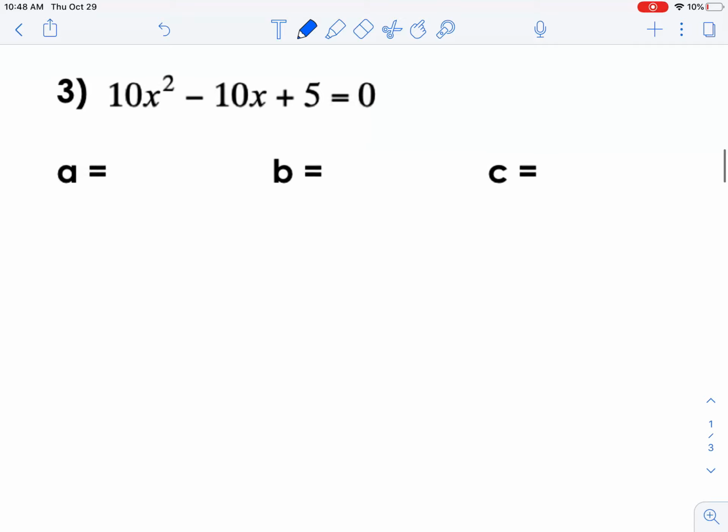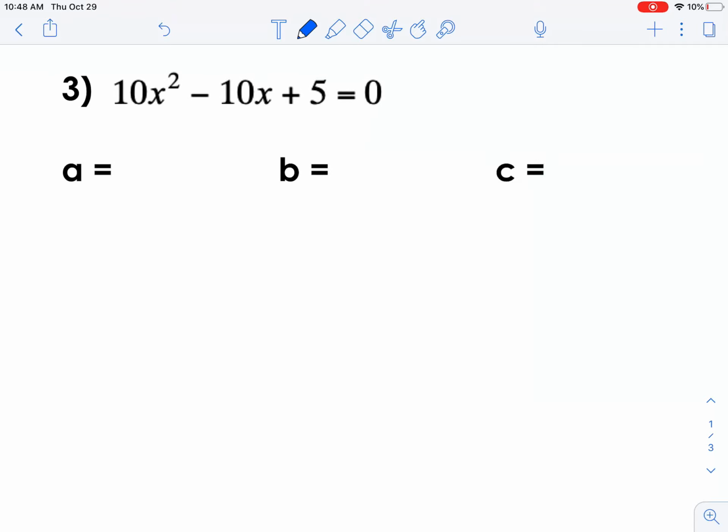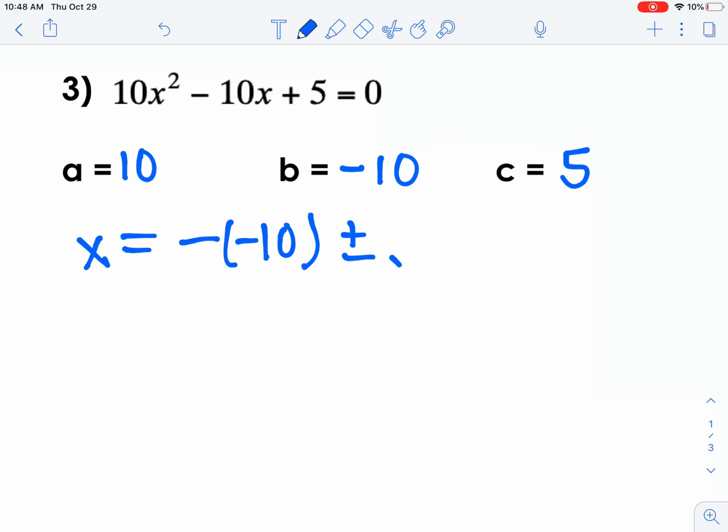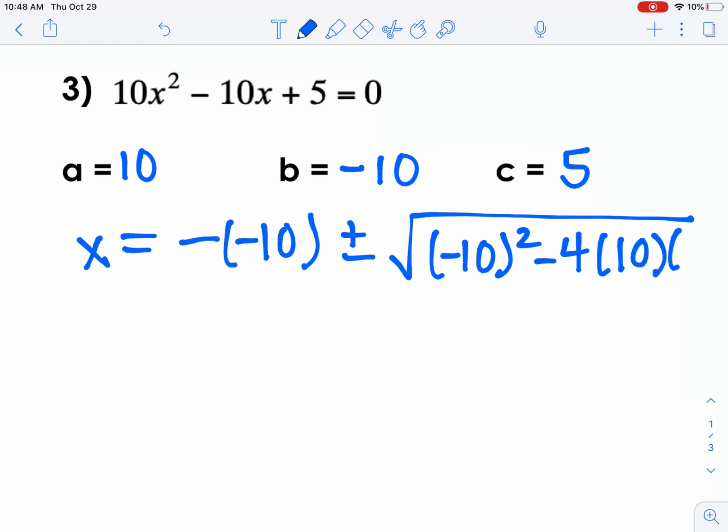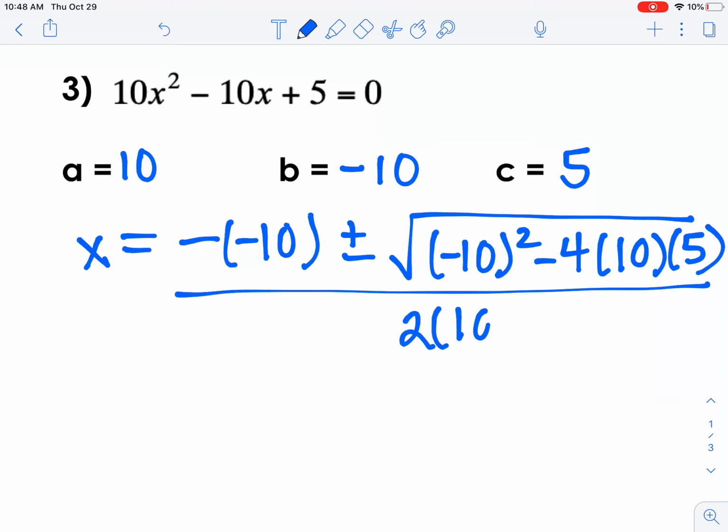Here, 10x squared minus 10x plus 5 equals 0. So we're set equal to 0. A is 10, B is negative 10, C is 5. Now this is a great example where B is negative. So in this example, remember the formula says x equals negative B, so negative negative 10 plus or minus the square root of B squared minus 4ac all over 2a.